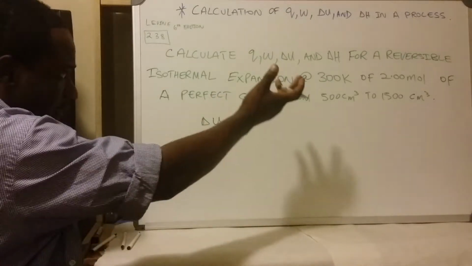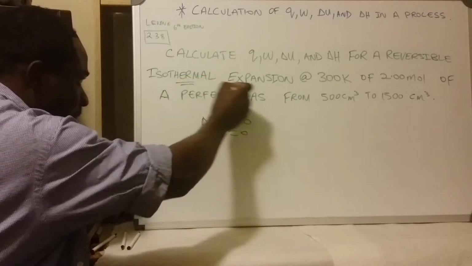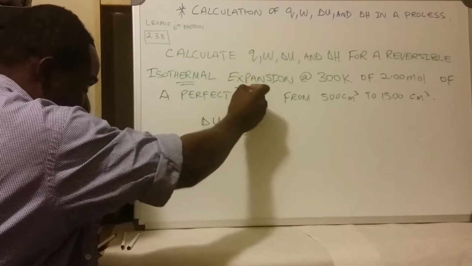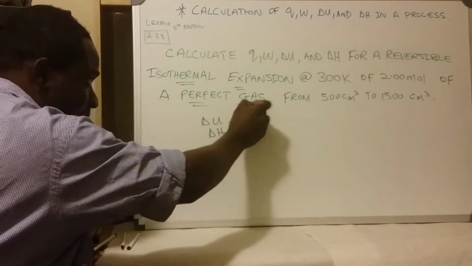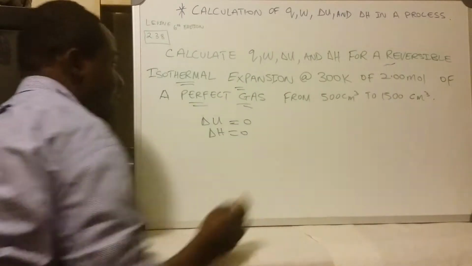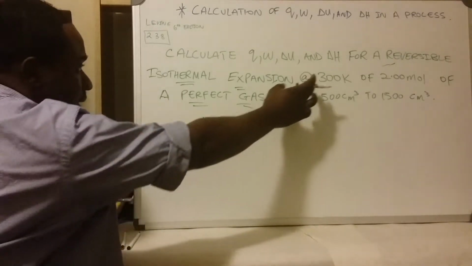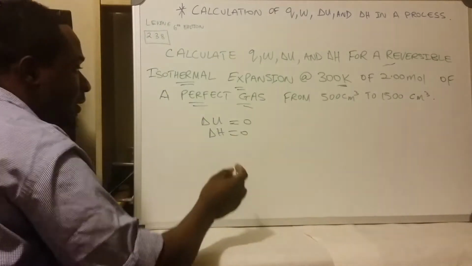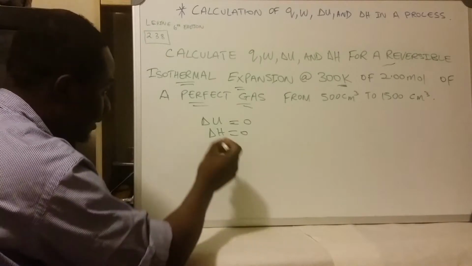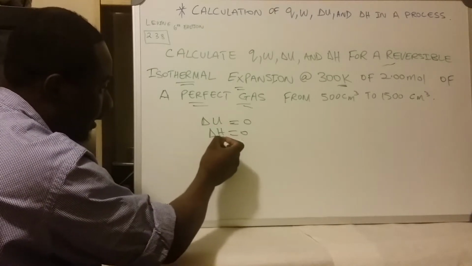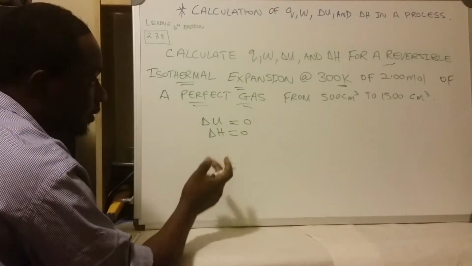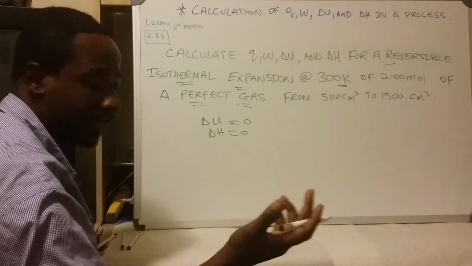Why? It's given. We have isothermal expansion of a perfect gas, reversible. So pretty much temperature is constant at 300 K. So if temperature is constant, the delta U and delta H will be equal to 0. So now we have to calculate work and heat.